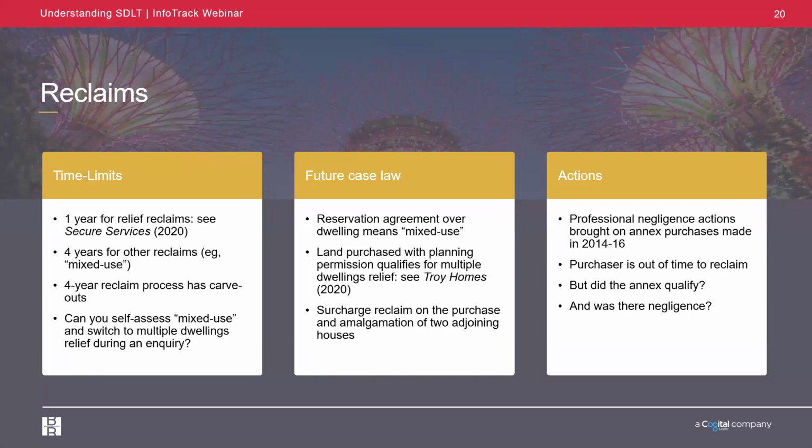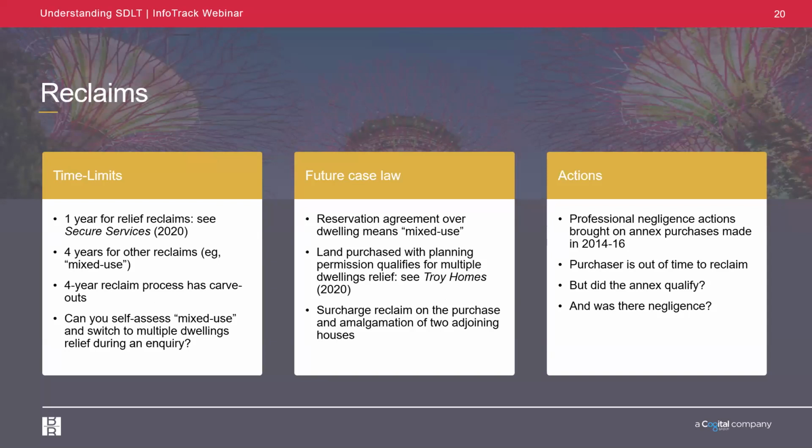So where you're making a reclaim because you failed to claim a relief, such as first-time buyer relief or multiple dwellings relief, you have 1 year from the completion date to amend your return to retrospectively reclaim that tax. And there's a tribunal decision this year called Secure Services, in which the tribunal confirmed that was the answer.